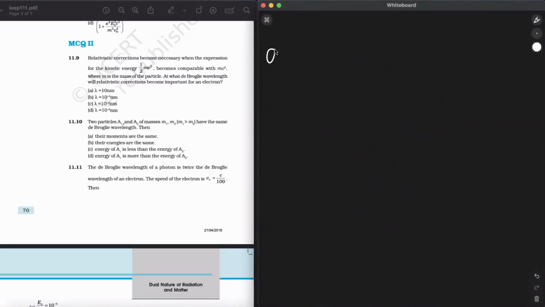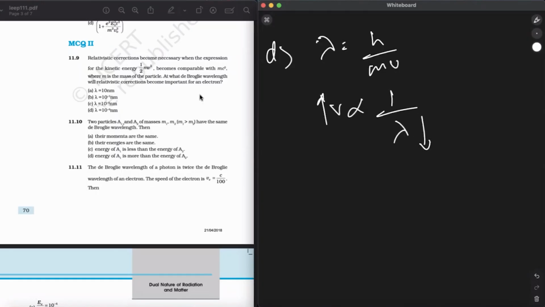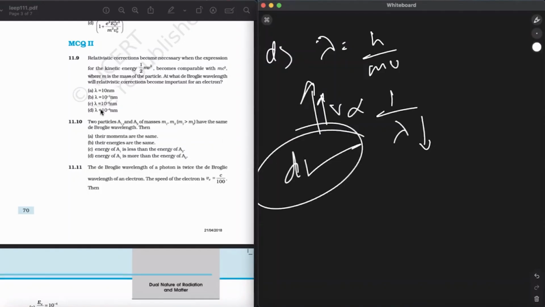Now, obviously, you can see that since lambda equals h upon mv, v is inversely proportional to lambda. So since lambda is decreasing, v is increasing. So if for lambda equal to 10 to the power of minus 4 nanometer, v is greater than c, then for a smaller value of lambda, the v will be greater. So option D will also be correct. You don't even have to solve the last part. If you want, you can solve and see for yourself, but it is just common sense.